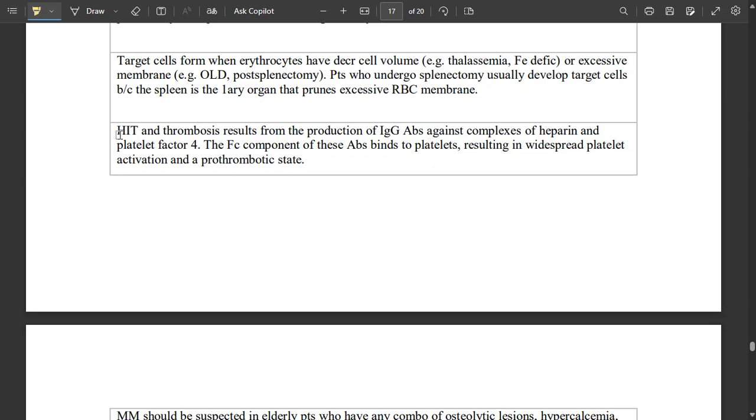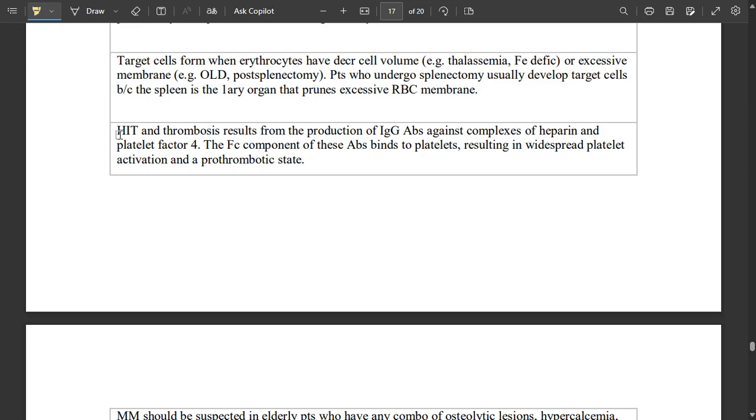Now, HIT. HIT means heparin-induced thrombocytopenia. Heparin-induced thrombocytopenia and thrombosis result from production of IgG antibodies against complexes of heparin and platelet factor 4. HIT is type 1 and type 2. Type 2 is immune mediated, that is, immune complexes form between heparin and platelet factor 4. The Fc component of these IgG antibodies binds to platelets, resulting in widespread platelet activation and a prothrombotic state.